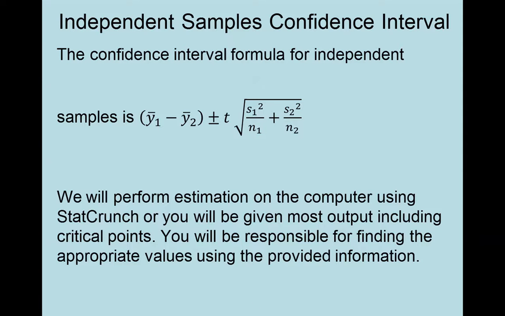The confidence interval formula to estimate the difference in two population means is given by the difference in the y-bars plus or minus a t critical point times the standard error, which is the square root of s sub 1 squared over n sub 1 plus s sub 2 squared over n sub 2. Now the s's are the standard deviations from the two samples, the n's are the sample sizes, and you're going to have to square the standard deviations.